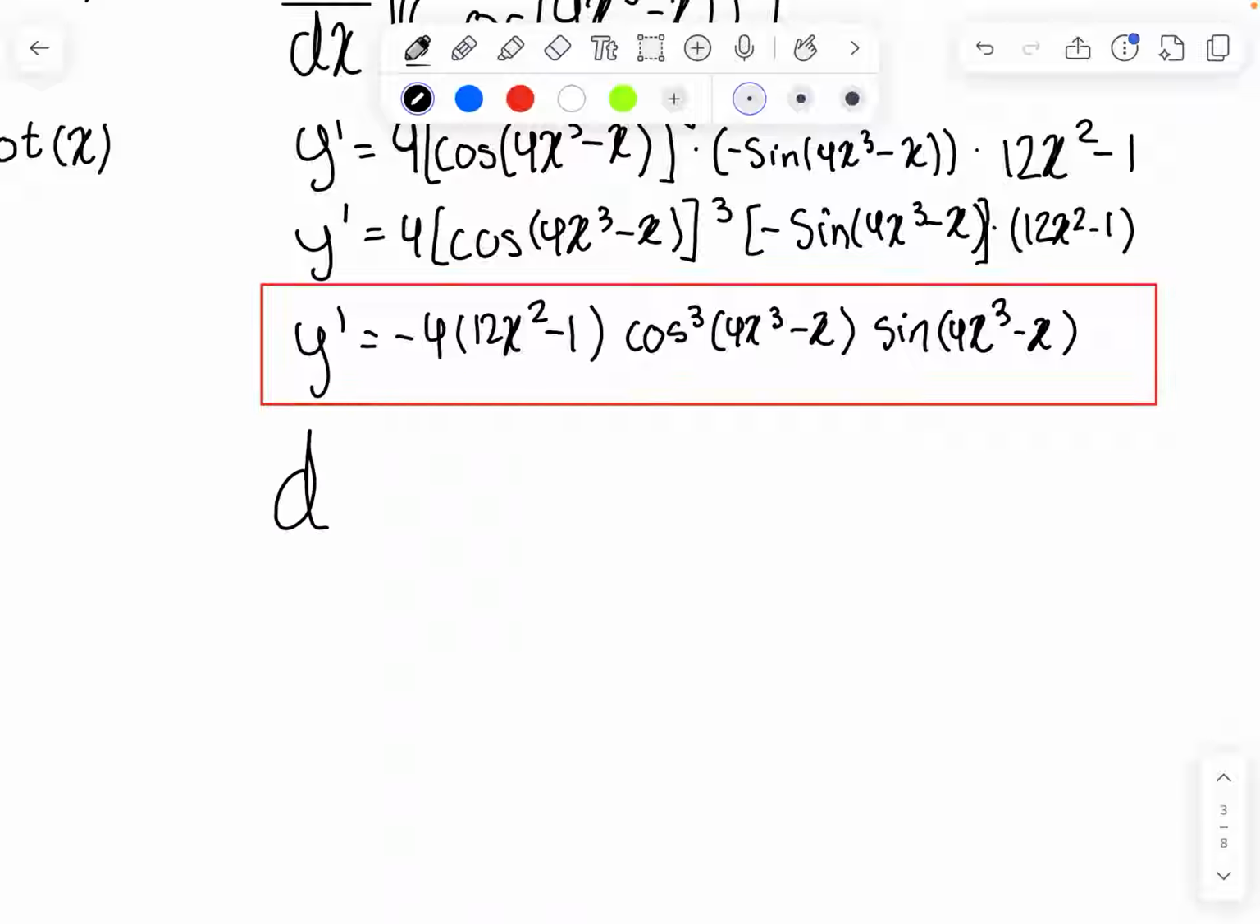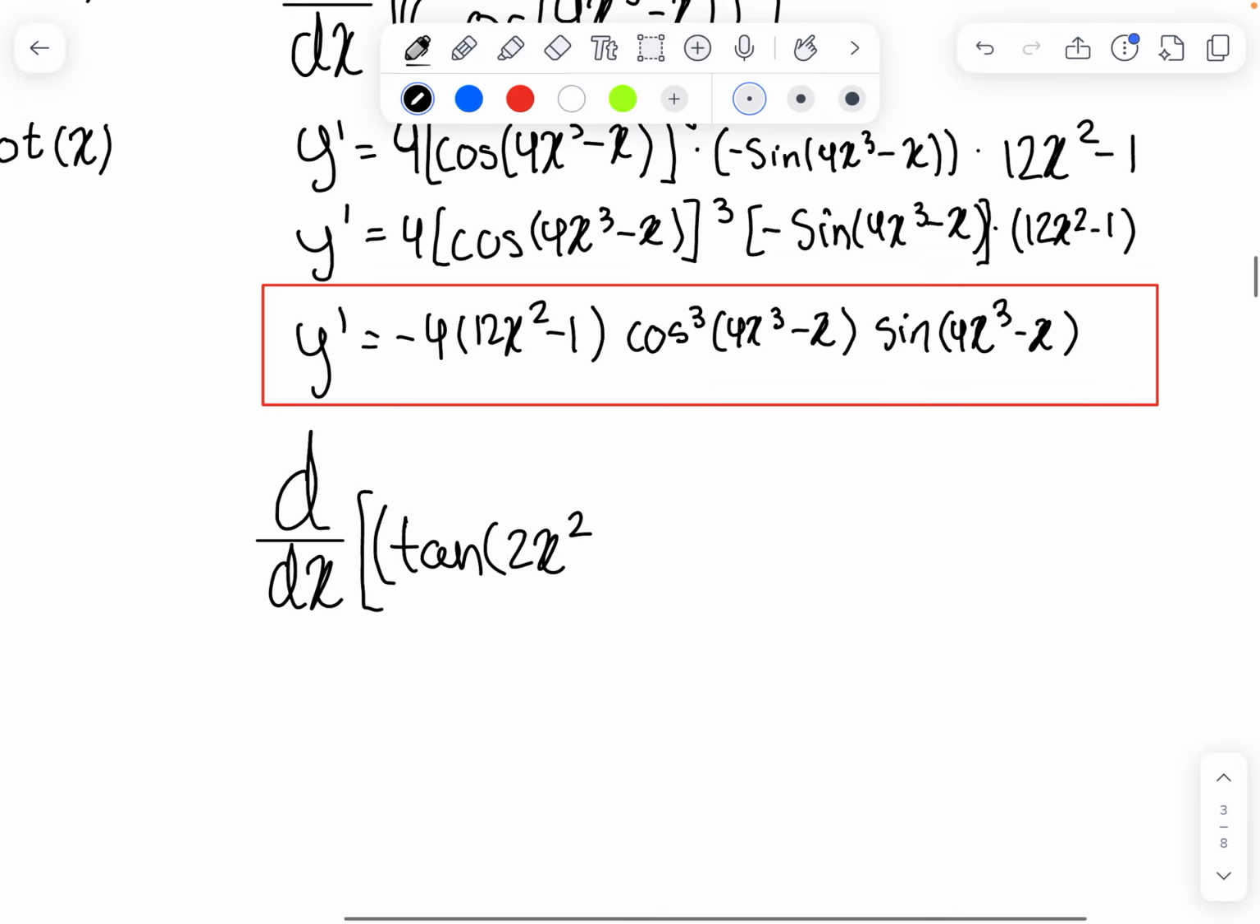Okay, so what is the derivative of, let's see, tangent, and then what comes inside to be 2x squared minus 7, let's say to the power of 5. Okay, so pause the video and solve for that question.